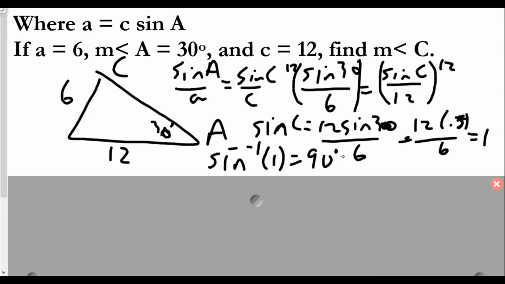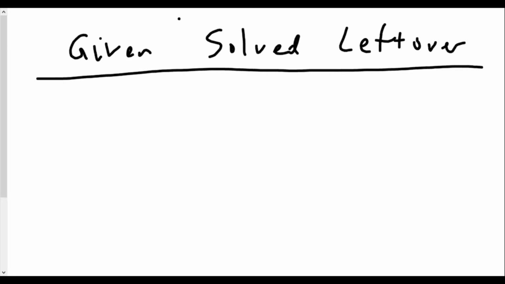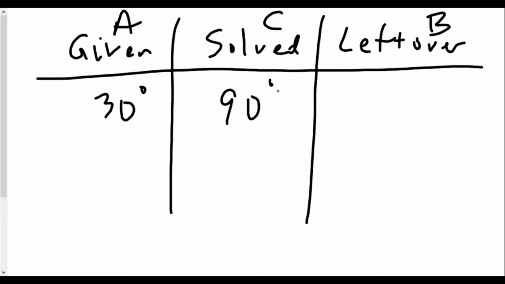And if we make our table, here's our given, our solved, and our leftover. Our given was angle A, our solved was angle C, and our leftover was angle B. Our given angle measure was 30 degrees, our solved was 90 degrees, and our leftover, 180 minus 90 minus 30, is going to be plain old 60 degrees.